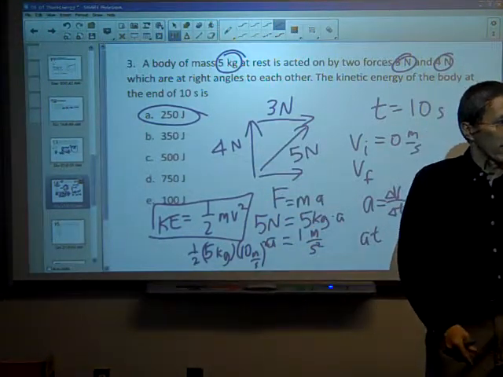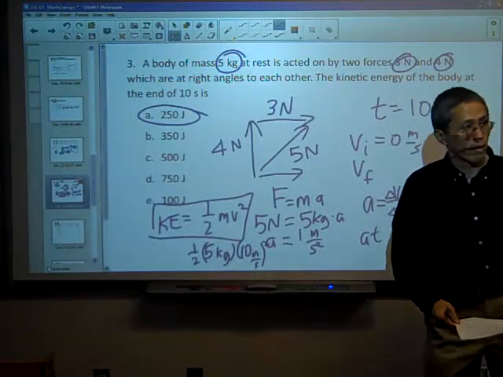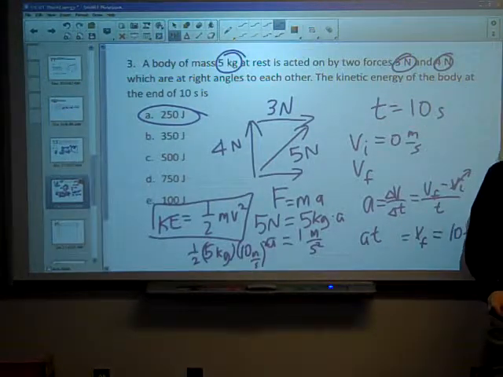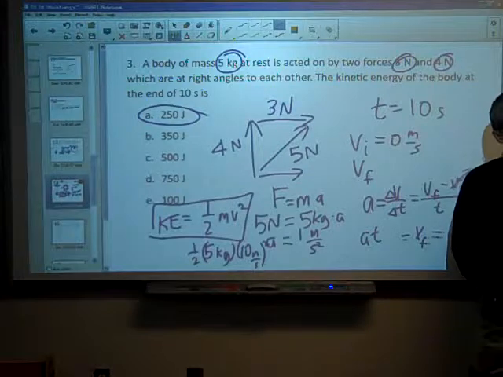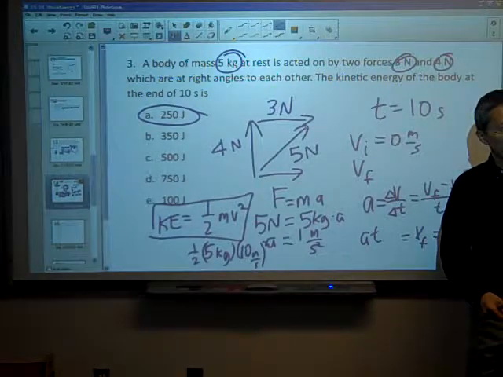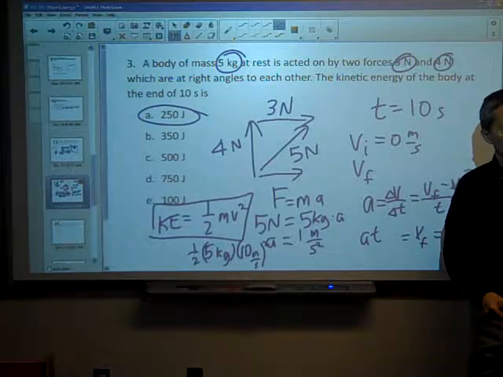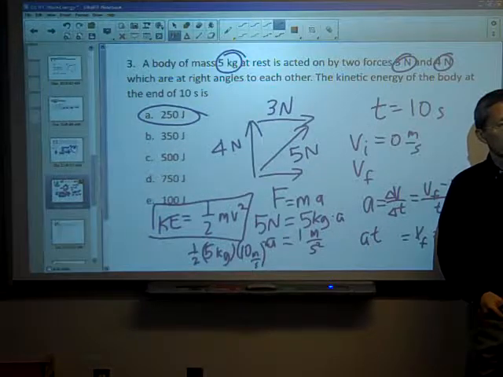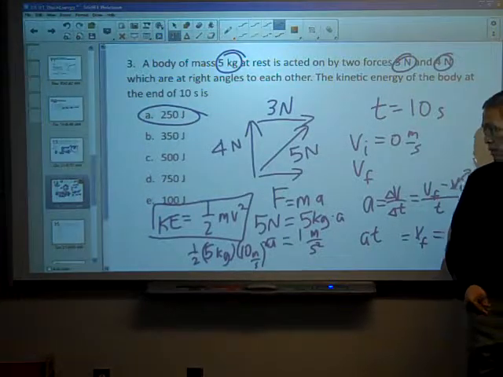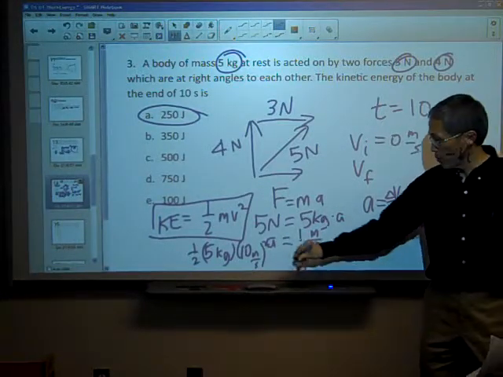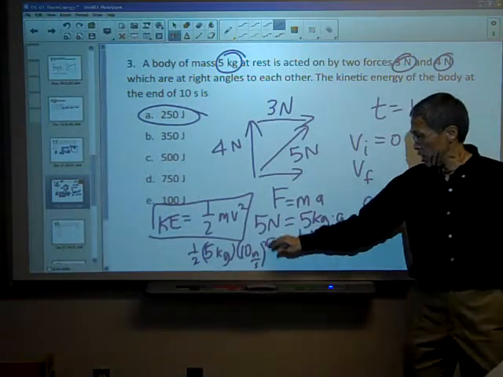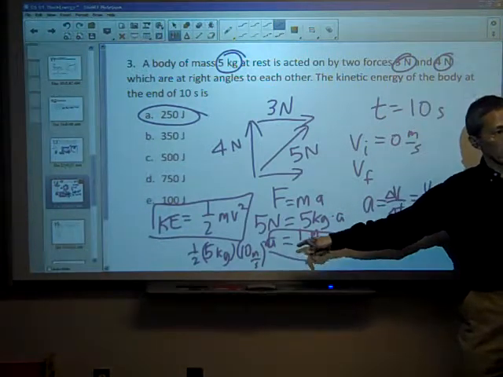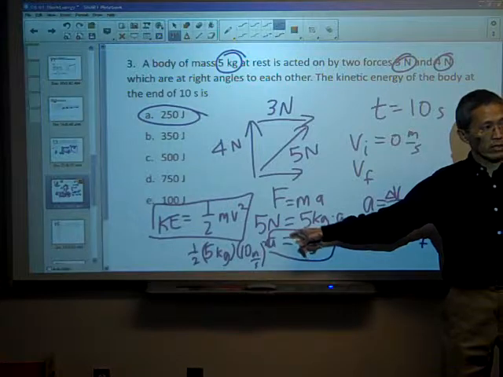Yes? So I got a different answer the way that I did it, but why can't you do work is force times distance and know that your total force is going to be 5 newtons and then your distance is going to be 10 meters because your acceleration is 1 meter per second? And that would work if this was velocity, but this isn't velocity. Oh, okay. This is acceleration. Okay.